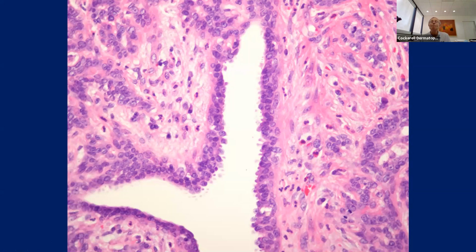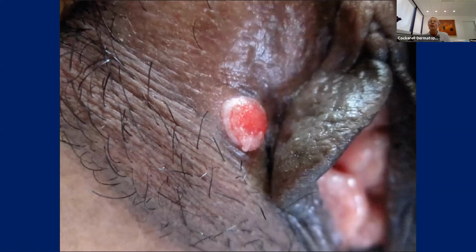Classic. Good, apocrine, the little snouting up here, the decapitation secretion. And then we've got an infiltrate in that stroma. Often you'll see plasma cells like here. This one happens to have some eosinophils also. And this is what the lesion looked like clinically.